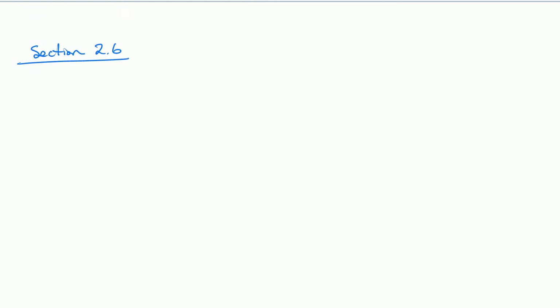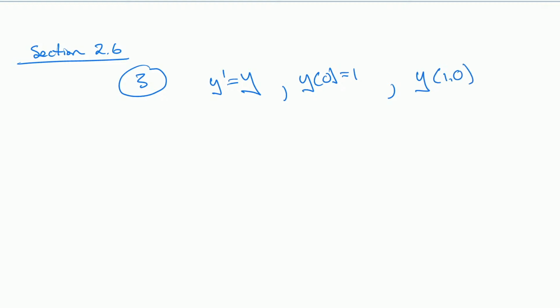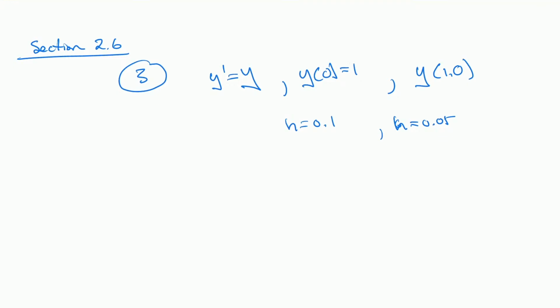Once I get it written, I'll put my book down. Okay, so we've got y prime equals y, y of 0 is equal to 1. Our target is y of 1.0, and we're supposed to use h equals 0.1 and h equals 0.05. Both of those are quite tedious, so I'll do one of them, and then we'll just call it a day.